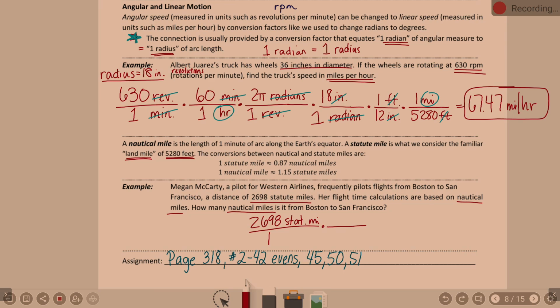And you can go either way with this. If I just use the top one, 1 statute mile equals 0.87 nautical miles. I'm going to put statute mile on the bottom because I want it to cancel. So I'm going to say 0.87 nautical miles over 1 statute mile. Your statute miles cancel, and in this case you're multiplying. 2,698 times 0.87 is 2347.26 nautical miles.